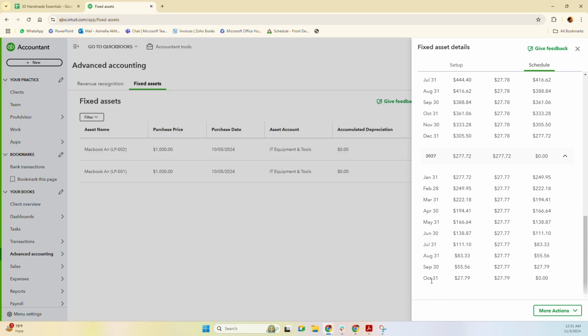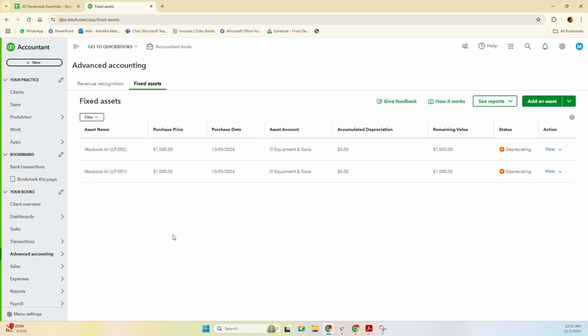It will end on October 31st. The balance will be 0. This is our fixed asset module. Journals will be pouring in from November 30th.